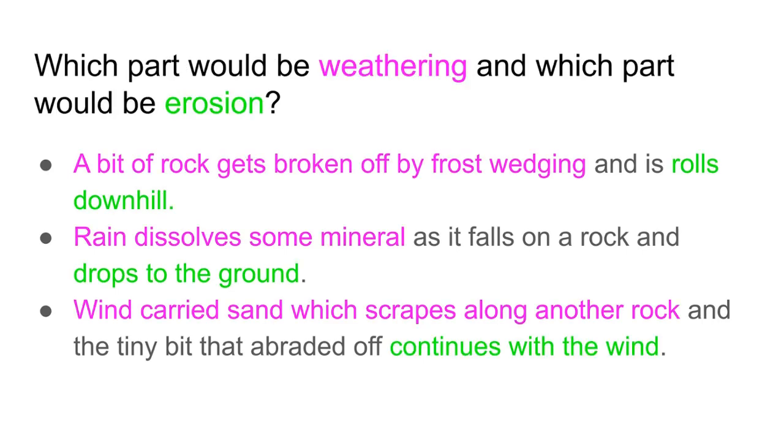On this slide, you can see that I've used some coloring. What's in purple, or hot pink, is a description of the weathering process, and the green is the description of the erosion process. If you notice on all of them, the weathering parts are all about the rock material, the source material being broken off or dissolved or being scraped off, and the green phrases are all about motion: rolls down the hill, drops to the ground, or continues along with the wind, are all motion.